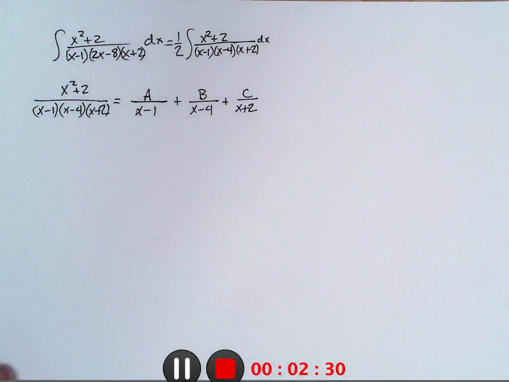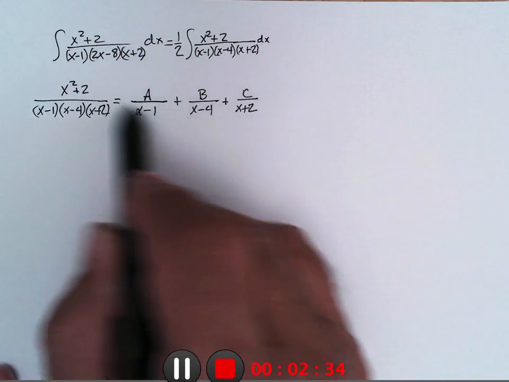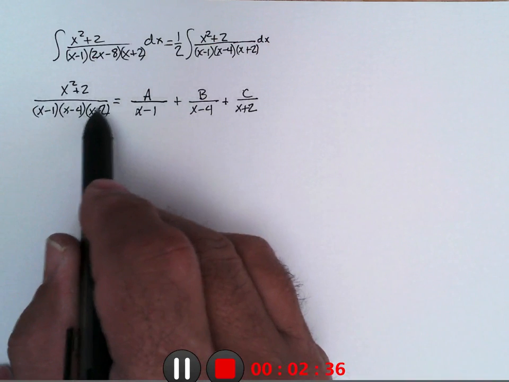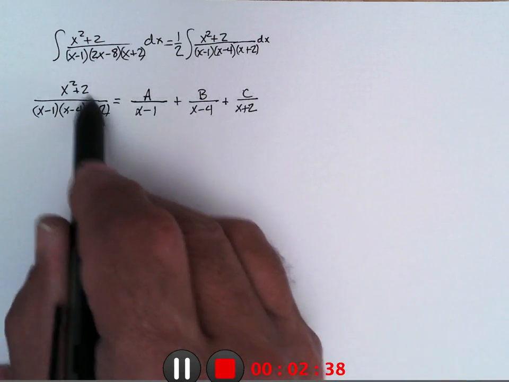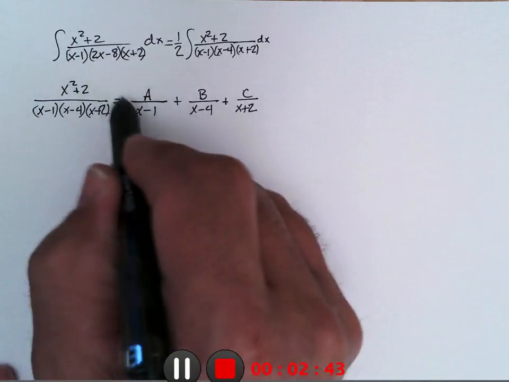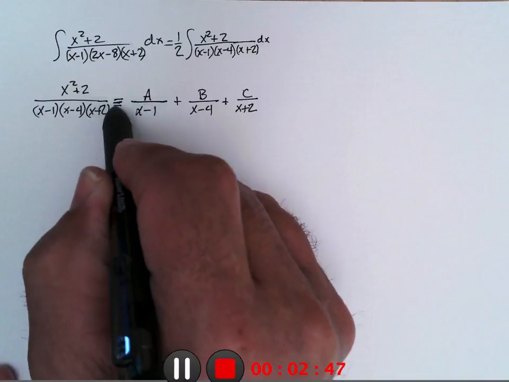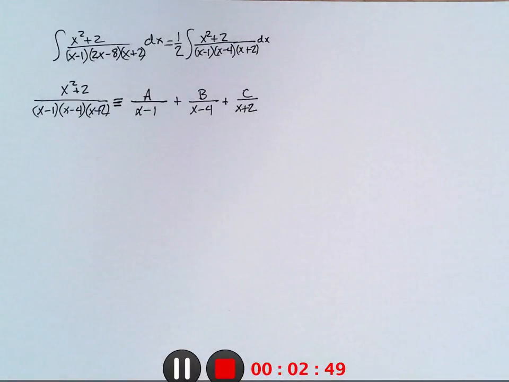Now, we want this to be identically equal to this. For every x, what we get out of here, we get the same thing out of here, not just for some x's. Sometimes that's indicated by saying identically equal with a triple equal sign. So we'll make it identically equal.